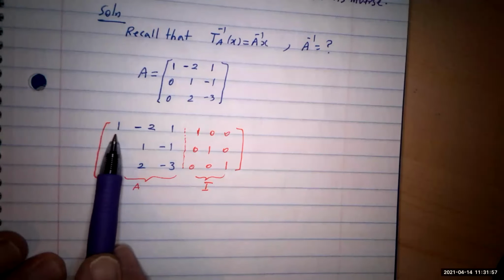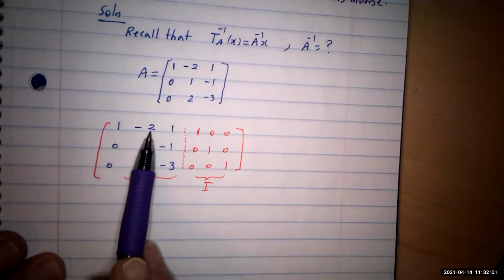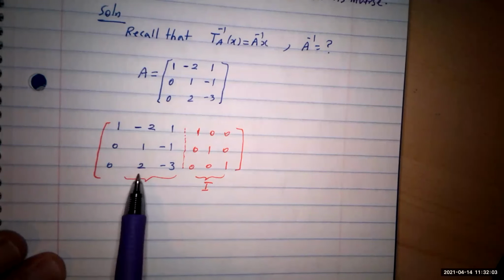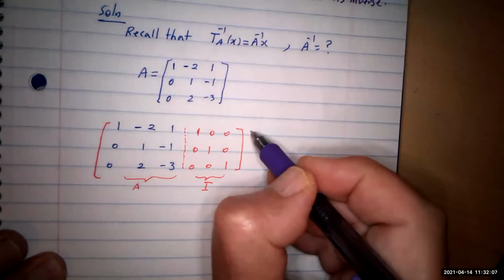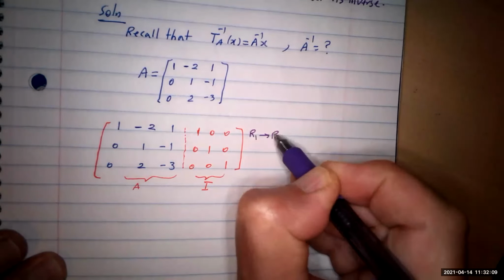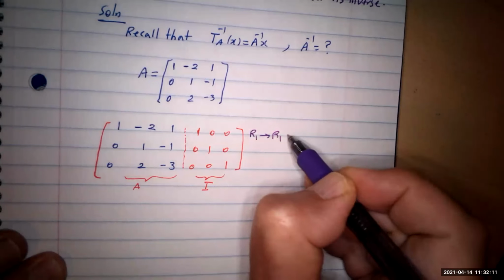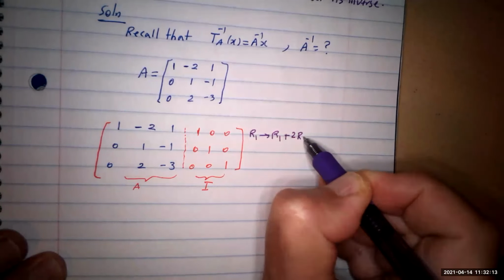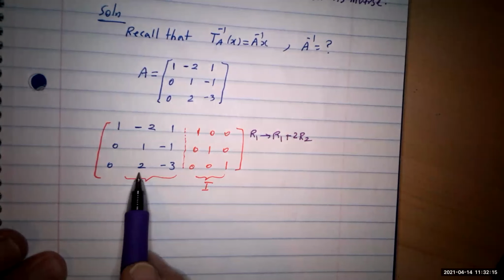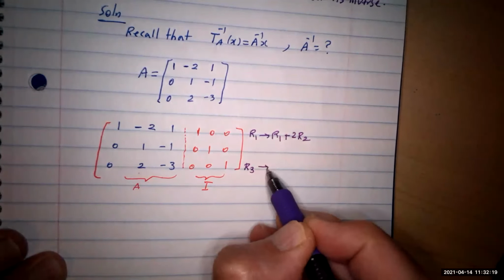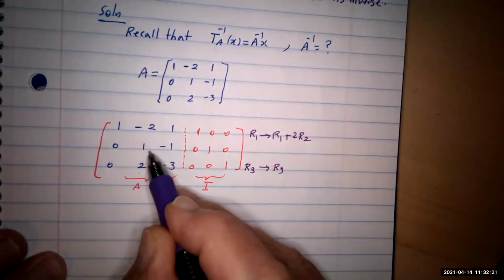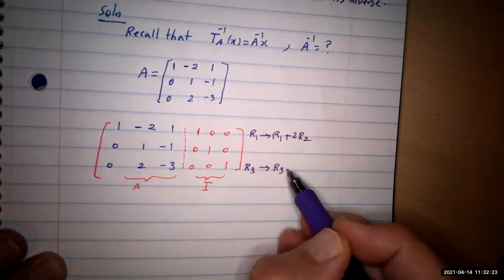We already got the 1 here, and we got the 1 here. We have to change this one into 0 because we already got the 1, and change this one into 0 quickly. So I'm going to change R1 into R1 plus 2R2 to make this one 0. And for R3, I'm going to change it into R3 minus 2R2.